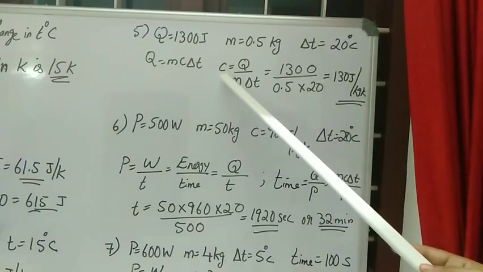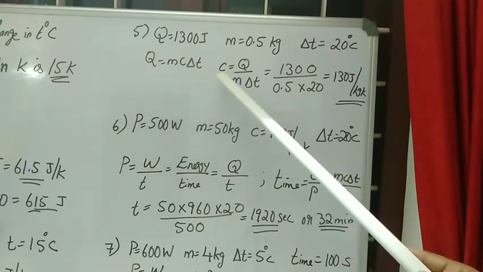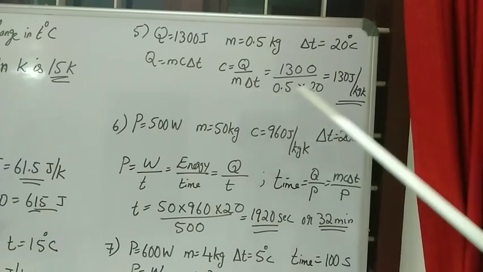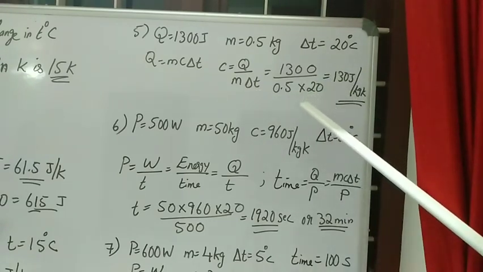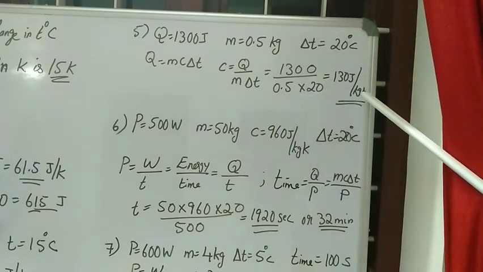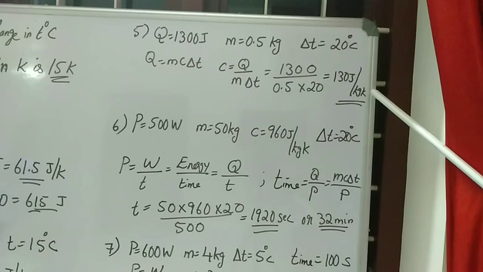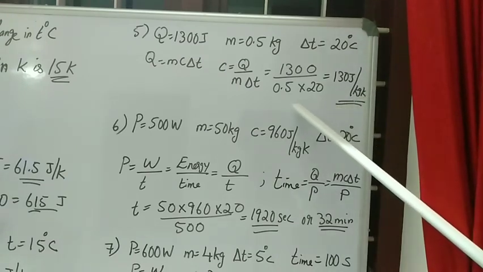We have to calculate small letter c. We have the formula Q is equal to M C delta T. From here, c is equal to Q by M delta T. Direct substitution: 1300 divided by 0.5 into 20, and you will get 130 joules per kilogram Kelvin.